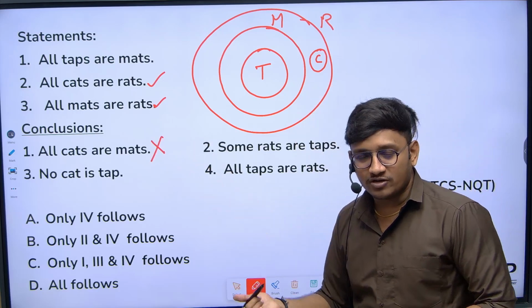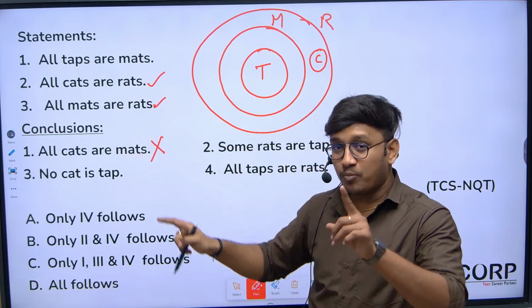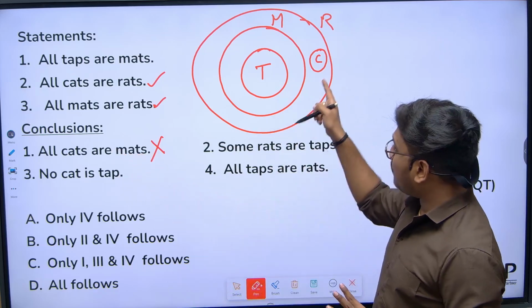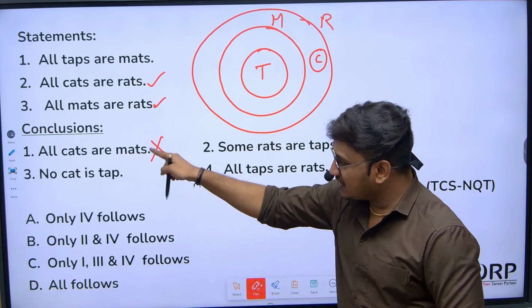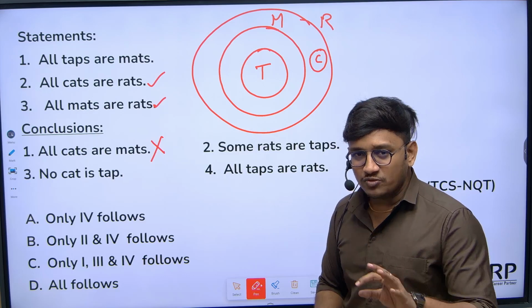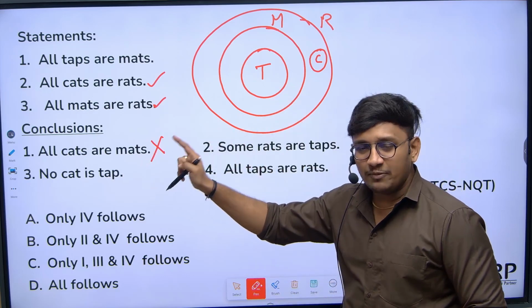I proved it wrong. Okay, if they mention all cats are mats as a possibility, then we have a possibility of all cats being inside the mats, but they didn't mention anything about possibility. Here they have given a direct statement, so I proved it wrong.